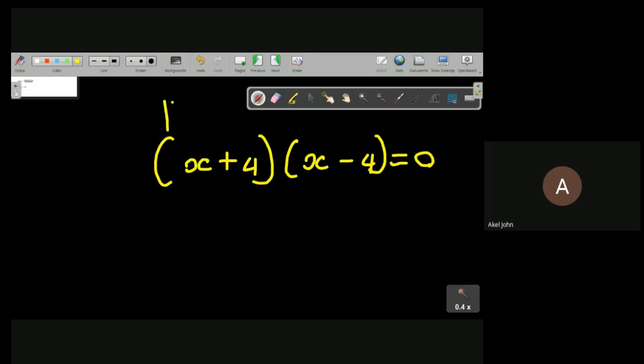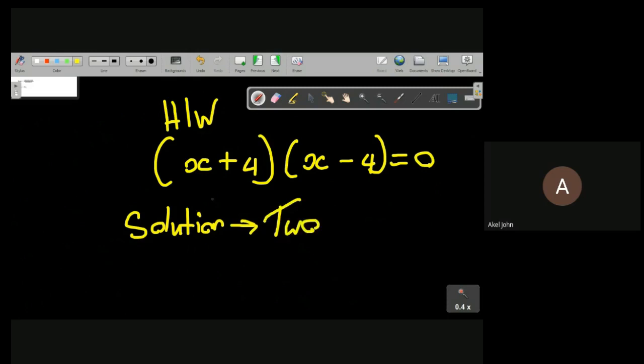Comment down below the solutions for this answer. Remember, there are two solutions.